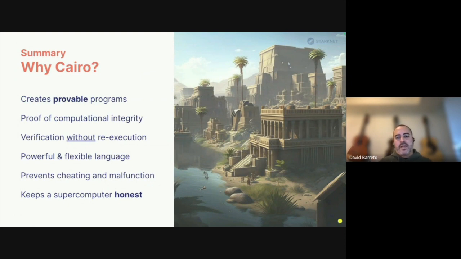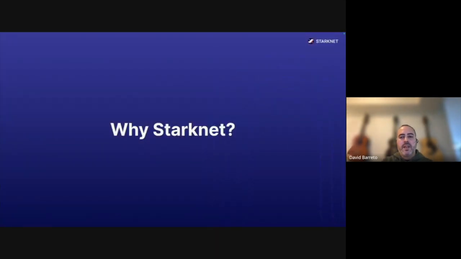So to summarize, why Cairo? First of all, it allows the creation of provable programs that give you a proof of computational integrity, right? That nothing failed, no one tampered with the execution. You're able to verify its integrity without having to re-execute the program to know that it's actually the right result. It's a very powerful and flexible language because it inherits a lot of the properties from Rust. And it prevents cheating and also malfunction as well. So it's able to keep a supercomputer honest. So before I move on, any question about Cairo itself?